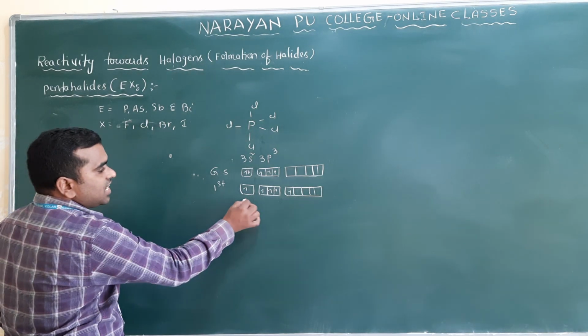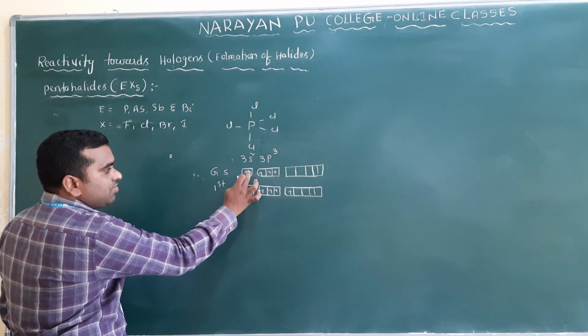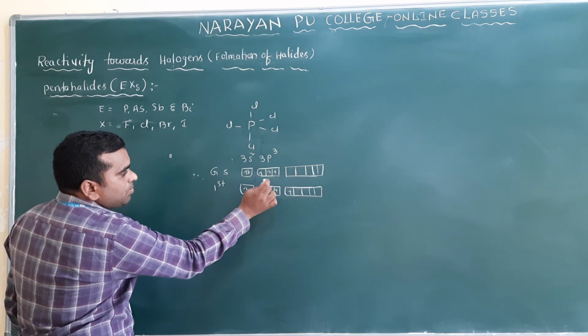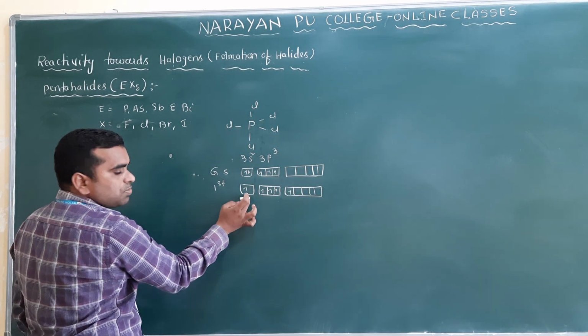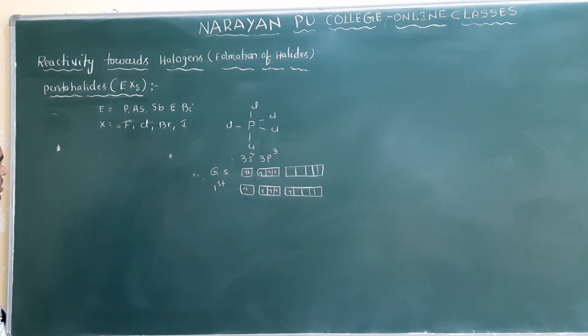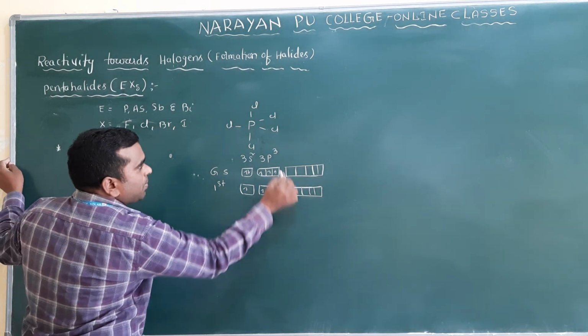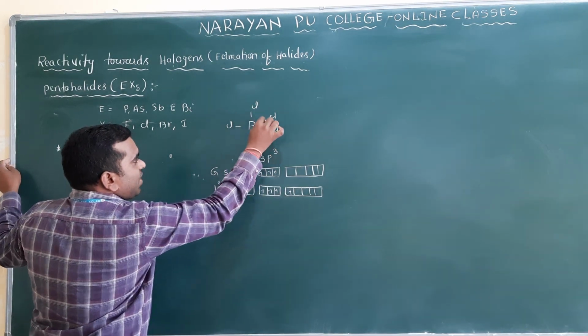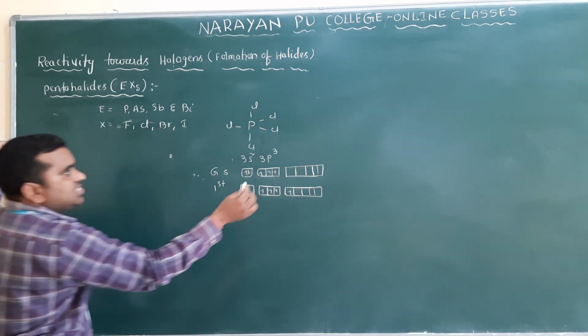Is there any lone pair of electrons here? No. If there were a lone pair, it would form only 3 bonds, but here there are 5 bonds, so there is no lone pair of electrons. All are bond pairs only. How many bond pairs are there? 5. So what is the hybridization here?